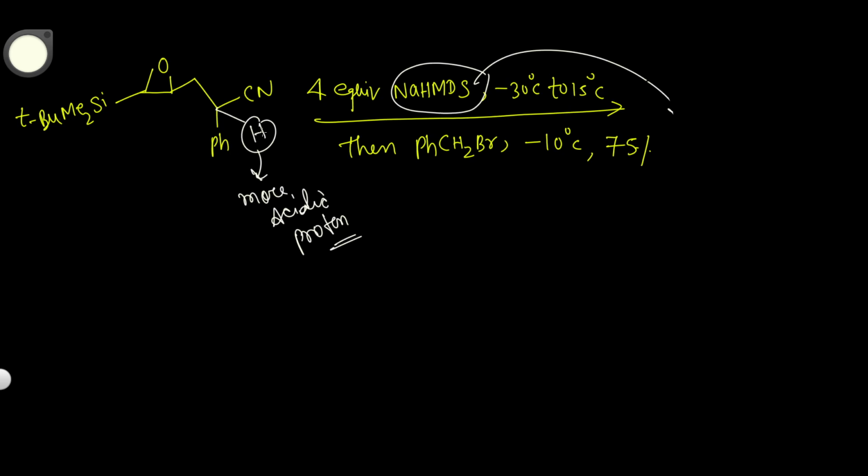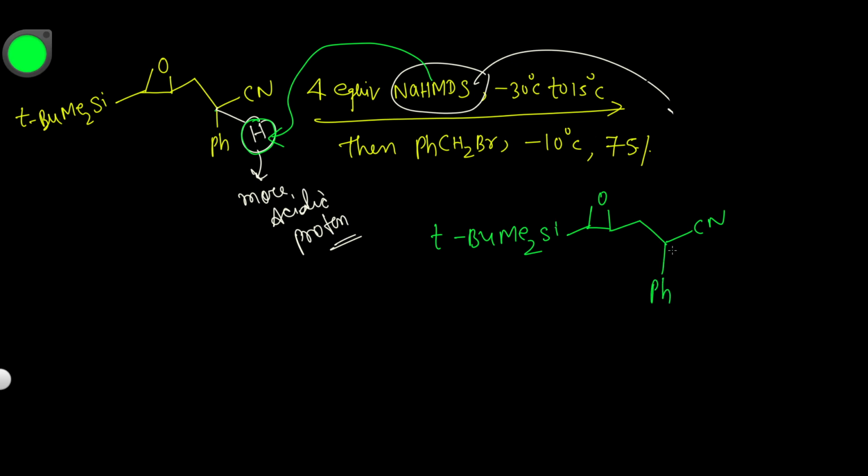So what happens? The base, NaHMDS, comes and takes this proton, H plus, and now you get something like this: TBu Me2 Si, and here cyanide, and here you have Ph, and here we have a negative charge, right?